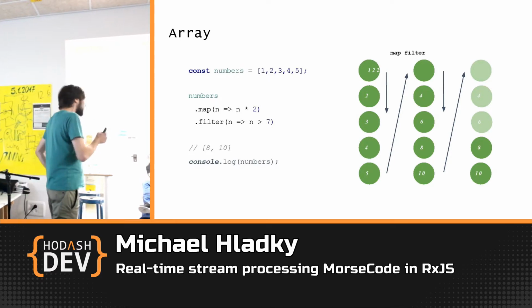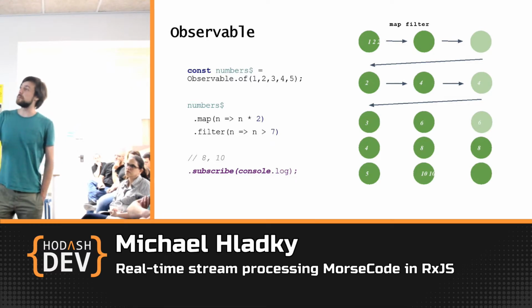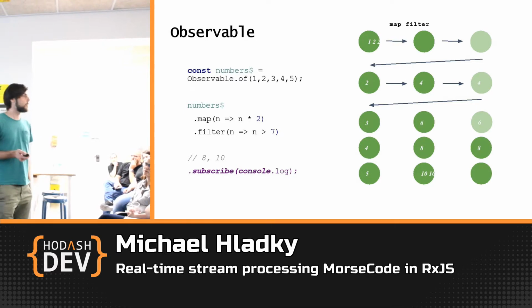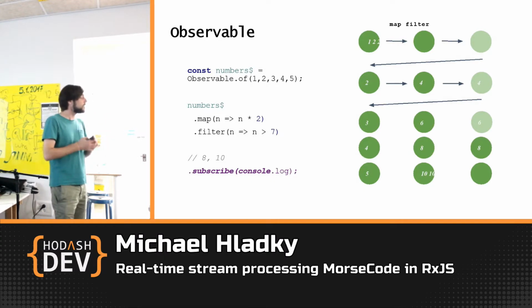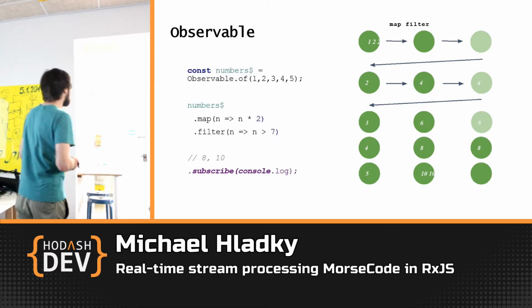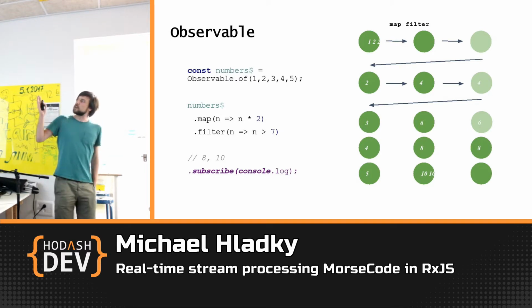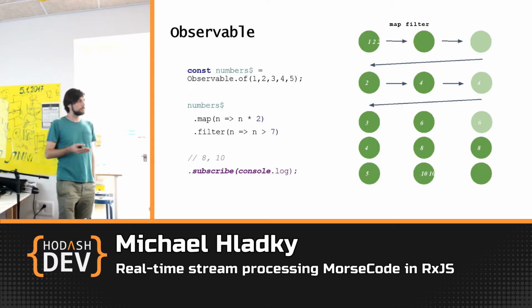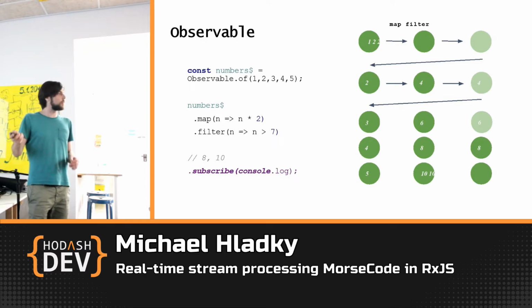Now let's take a look at the same example, but now we use observables. So instead of an array of numbers, we have an observable of numbers from 1 to 5. The code here in the middle is identical to the code before. I have a map operation, I multiply every item by 2. I have a filter operation, I filter out all the items that are smaller than 7. And then I log my result. If we now take a look at the arrows, we see a big difference. We see that the direction is different. Let me switch back and forth.